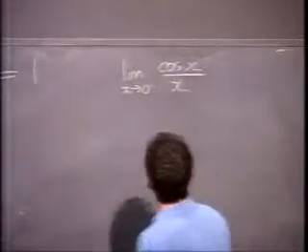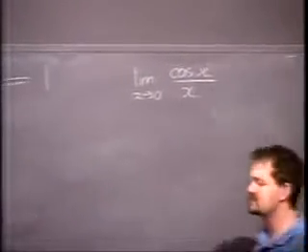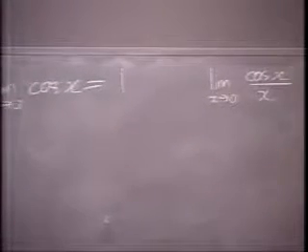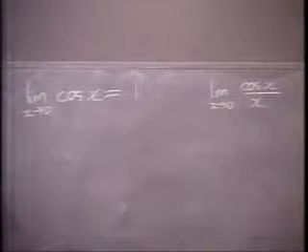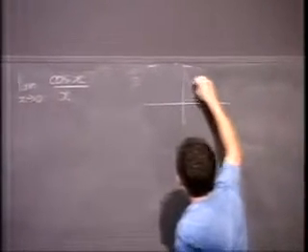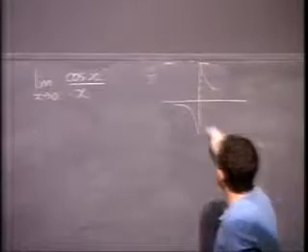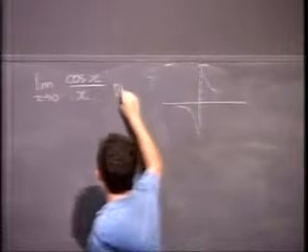Why not look at the same thing? Well, that doesn't work as nicely. Sine x over x is like 0 over 0, so it's an indeterminate form. But this looks like 1 over 0. So the graph of this has an asymptote at 0. Whatever it looks like, it has this asymptote. So this does not exist.